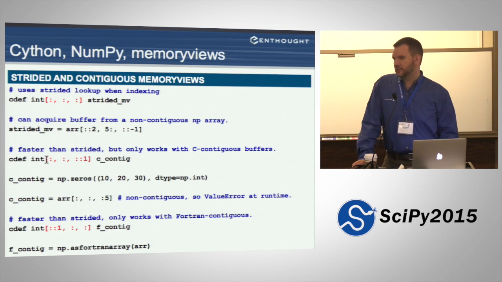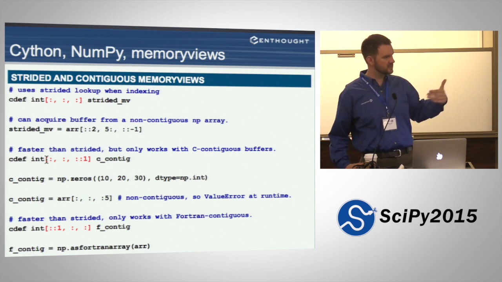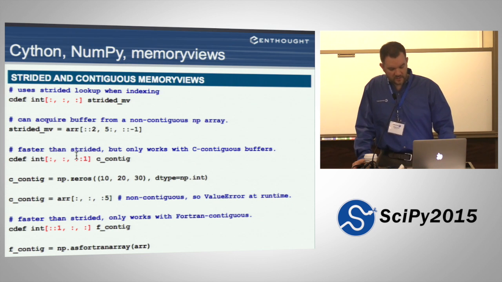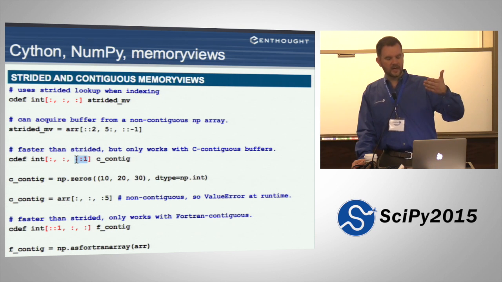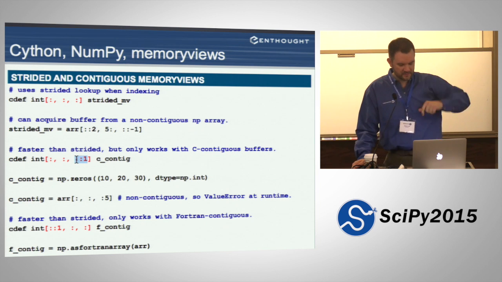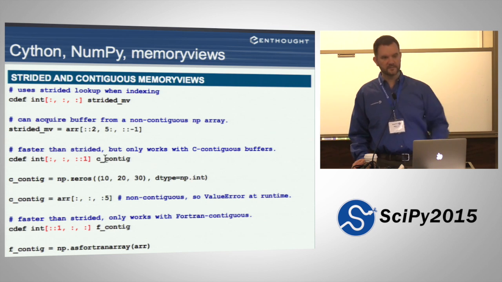Now, if we want to make sure that we have a multidimensional memory view that can only be used with C-contiguous data, then we use colon, say we want it to be three-dimensional. We would say int : : 1. And again, C-contiguous, its last dimension varies fastest, right? That's the contiguous dimension for C layout. So here we're saying the last dimension needs to have a stride of 1.